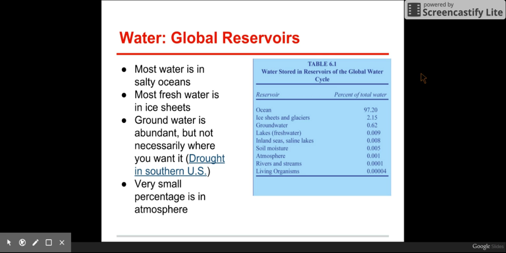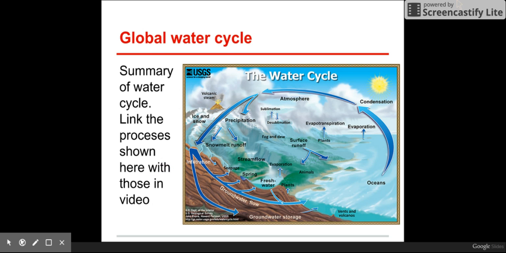Finally, most important for our purposes is the atmosphere. You'll notice here that just 0.001% of the water on the planet Earth is stored as water vapor in the atmosphere. However, in any discussion of weather, this is very important because that's what gives us our precipitation and makes it humid on a hot and muggy day. Here's a depiction of the global water cycle.